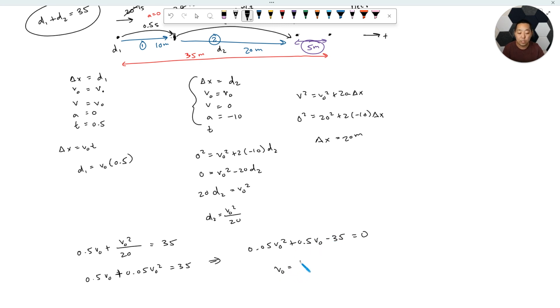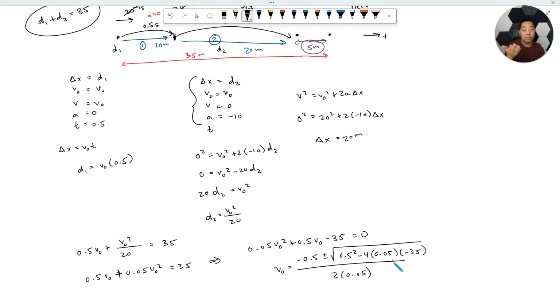So V0 would be negative B, where B is 0.5, plus or minus the square root of B squared minus 4 times A times C, divided by 2 times A. At this point, it's a math problem. You're going to get two answers. The one that's positive is the one that's going to make sense, because negative would mean it's going to the left, and that doesn't really make sense here. So it's just going to be the positive value that we get there.